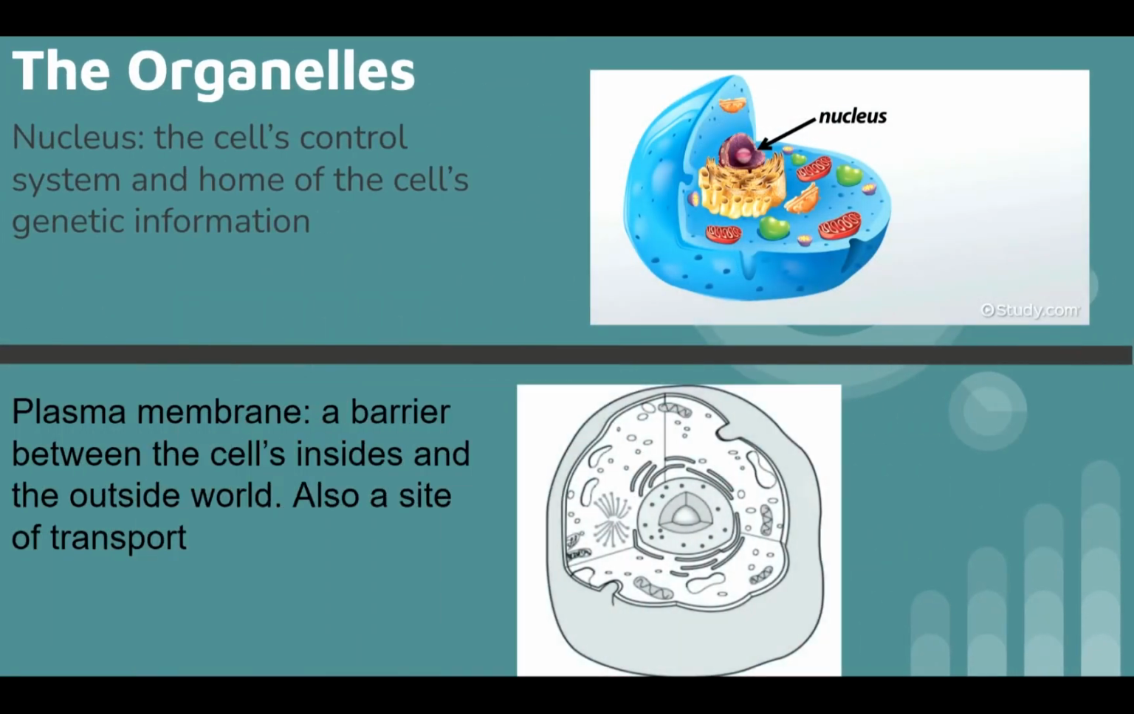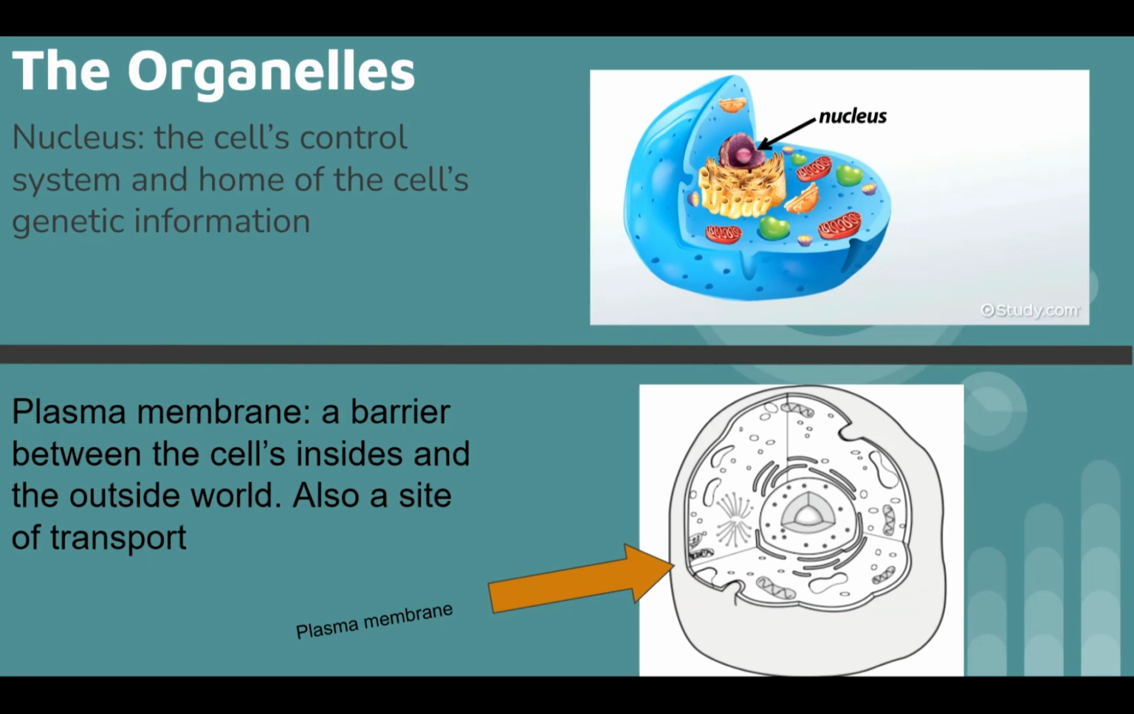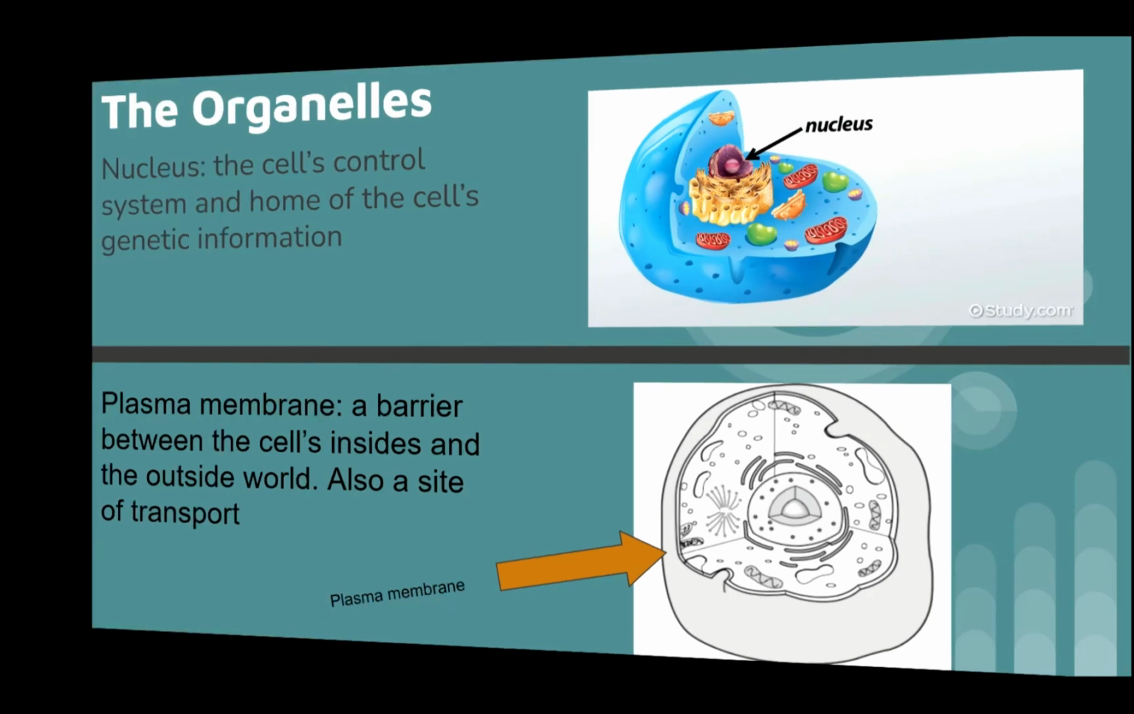Now the organelles. The first one we'll be starting off with is the nucleus, which is the cell's control system and also the home of the cell's genetic information, and it can be seen in the diagram as that big spherical object inside the cell. Now the plasma membrane is a barrier between the cell's insides and the outside world. It's also a site of transport between the outside environment and the cell. It can be seen in the diagram as the casing around the cell.